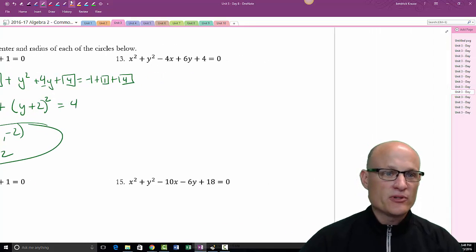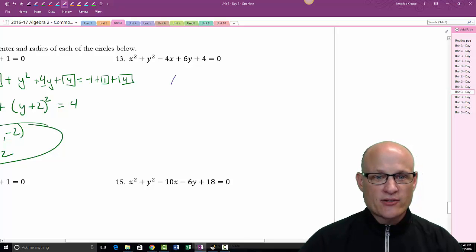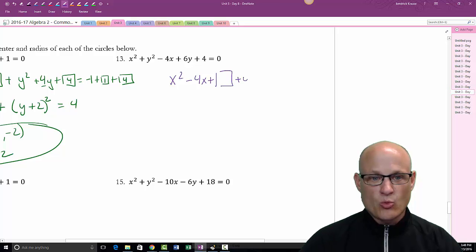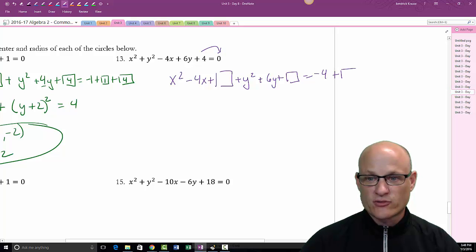13. Let's put the x's together. x squared minus 4x plus a box, plus y squared plus 6y plus a box. The 4 goes to the other side, so it's -4 plus a box plus a box.